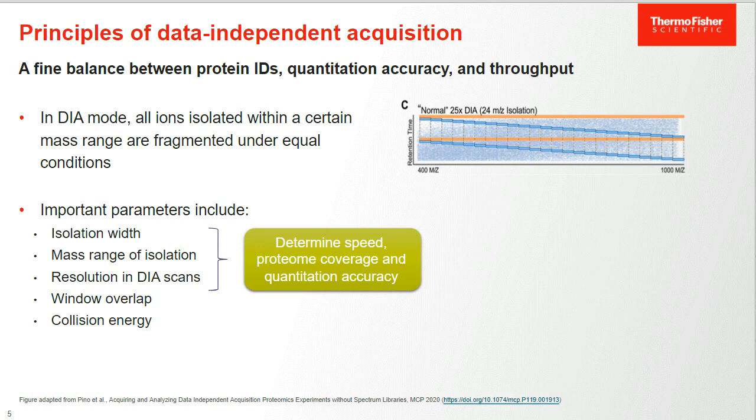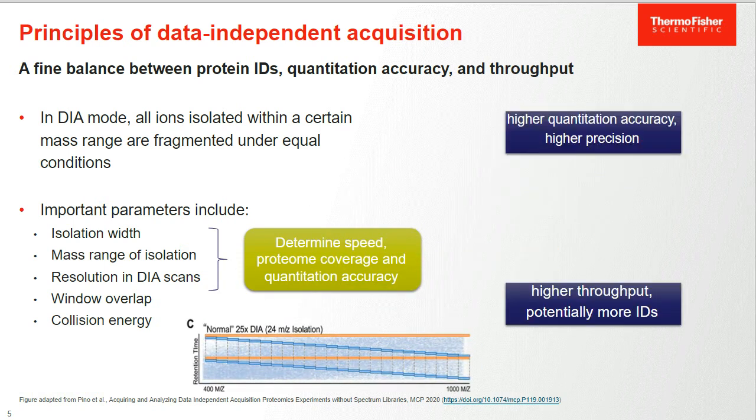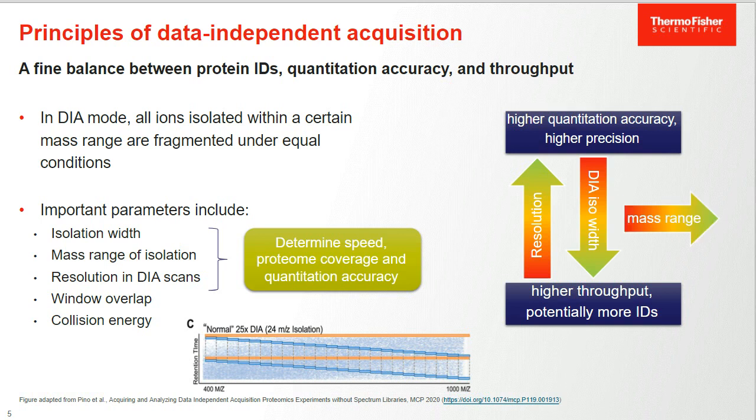Out of these parameters, isolation width, mass range, and resolution have an impact on analysis speed, identification depth, and quantitation accuracy. Let's look at how each of these three parameters impact the protein IDs, quantitation, and throughput. High resolution leads to higher quantitation accuracy and precision, while wider isolation windows increase analysis throughput. At the same time, mass range has an impact on overall identification. Therefore, a fine balance between protein IDs, quantitation accuracy, and throughput is of utmost importance.